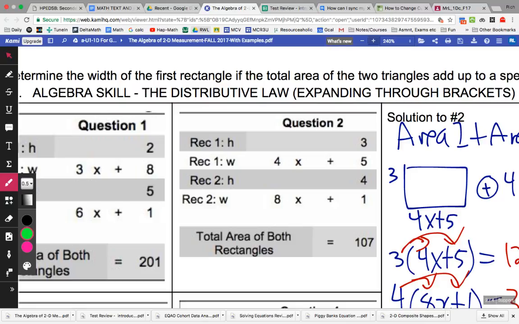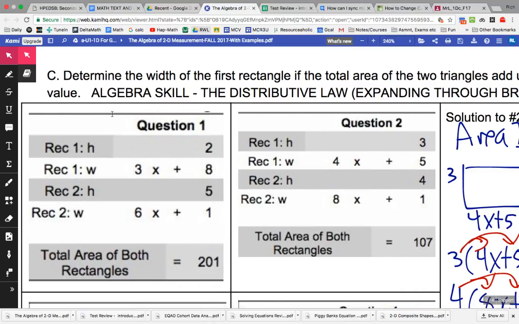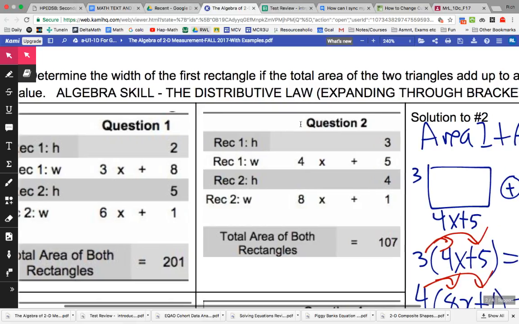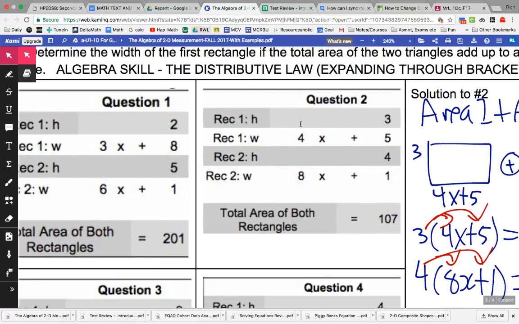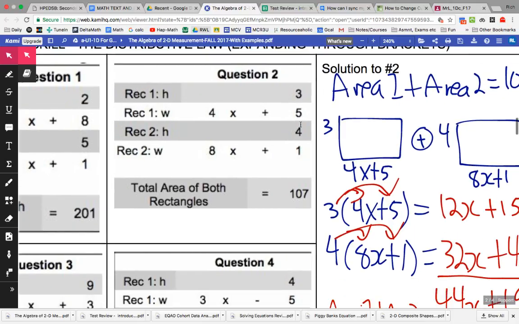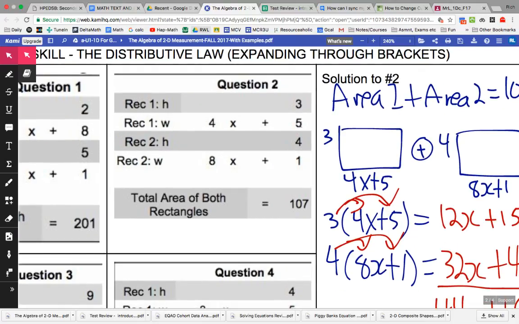What we're going to work on right now is some more algebra problems. Specifically today we're going to look at what's called the distributive law, expanding through brackets, and then solving an equation. We're going to do it by looking at rectangles. By the way, this is part C on the worksheet that's related to these screencasts.